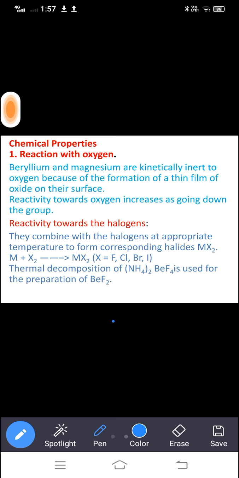Then alkaline earth metals, when they react with the halogens, form the metallic halides. But beryllium halide we can't prepare like that. We prepare beryllium fluoride by the decomposition of ammonium tetrafluoroberyllate. So when you heat this, you will get it.